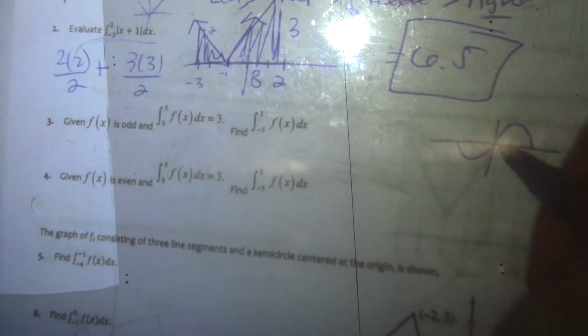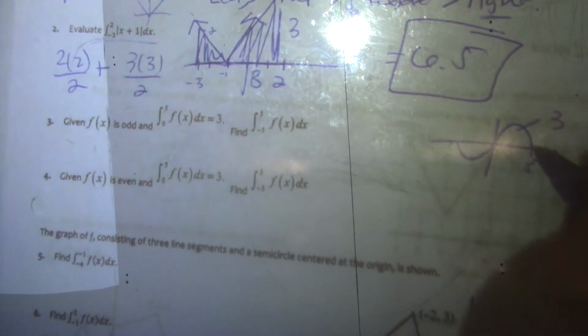Okay, odd is something that is symmetric over the origin, so it could look something like this. If you know 0 to 5, let's say this is 5, 0 to 5, this area is 3, then negative 5 to 5, these two are going to completely cancel out because that will be negative 3, and so the total would be 0.